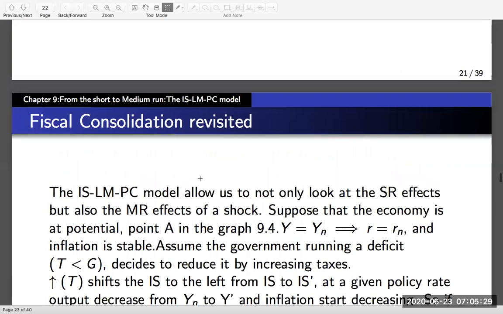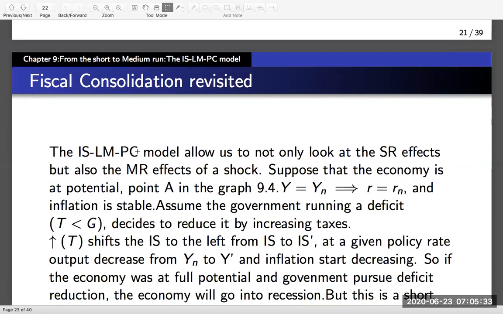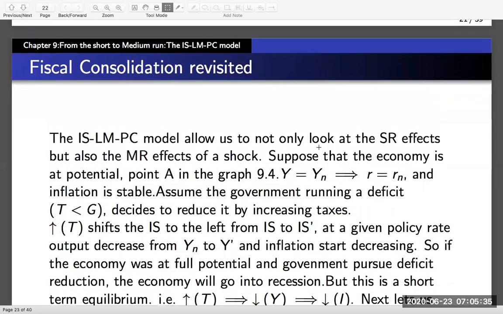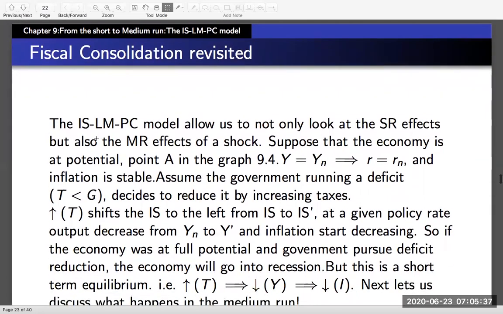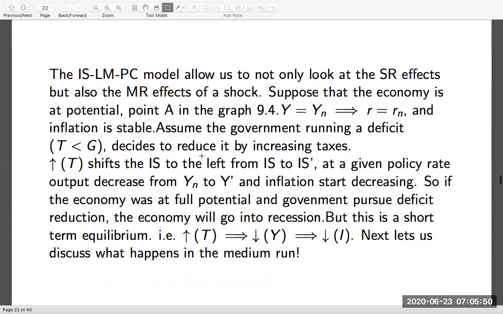Okay, now I'm going to discuss fiscal consolidation. So the IS-LM-PC model allows us to look not only at the short-run effect, but also the medium-run effect of a shock. Suppose the economy is at potential, point A in the graph. The government wants to reduce the deficit. To do that, they are going to increase taxes.